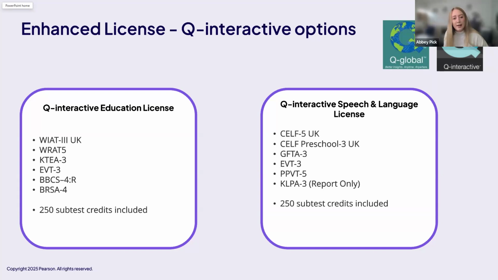And then on the speech and language license, you'll also have access to the KELF 5, the KELF Preschool 3, GFTA 3, EVT 3, PVT 3, and KLPA 3, again with the 250 subtest credits to use across these assessments.